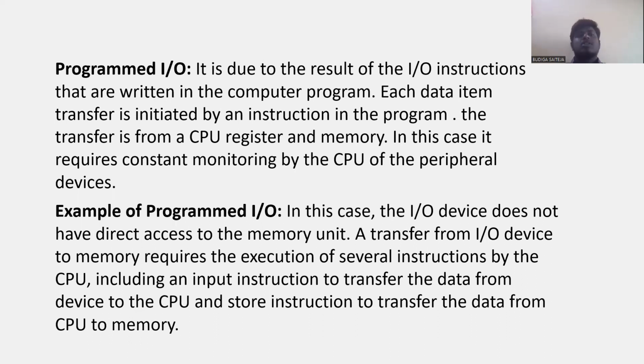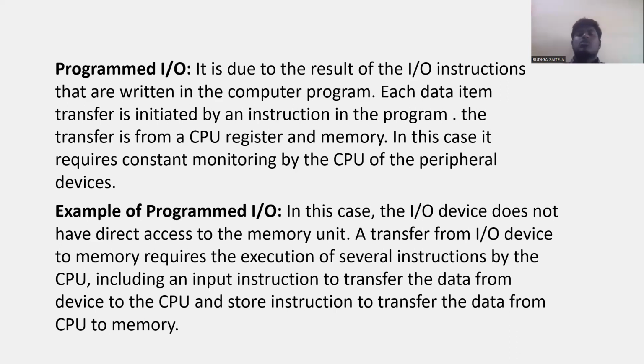First one, the programmed input-output. It is the result of the input-output instructions that are written in the computer program. Each data item transferred is initiated by an instruction in the program. The transfer is from a CPU register and memory. In this case, it requires constant monitoring by the CPU of a peripheral device.